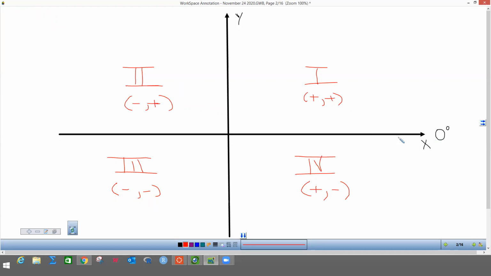Notice I've already put a 0 degrees over here, and the reason I've put 0 degrees there is because when we go on the positive x-axis, that is called the standard angle position, and that's where you always start, on the positive x-axis.